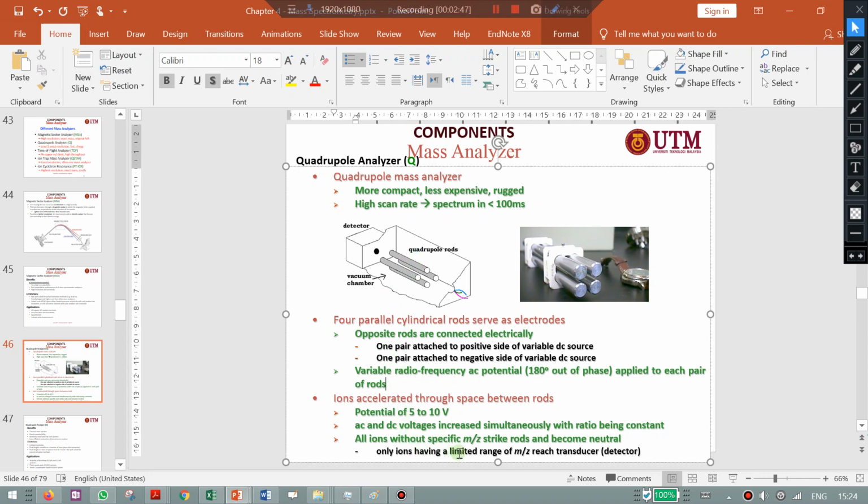Only ions that have a limited range of mass to charge ratio will reach the detector. Okay, macam saya kata tadi lah, just the right resonance yang akan stay resonance within the space of the electrode. Kalau you punya resonance terlalu kuat, dia akan hit the electrode. Kalau dia terlalu ringan, dia tak akan sampai pun to the detector. It will not reach the detector.